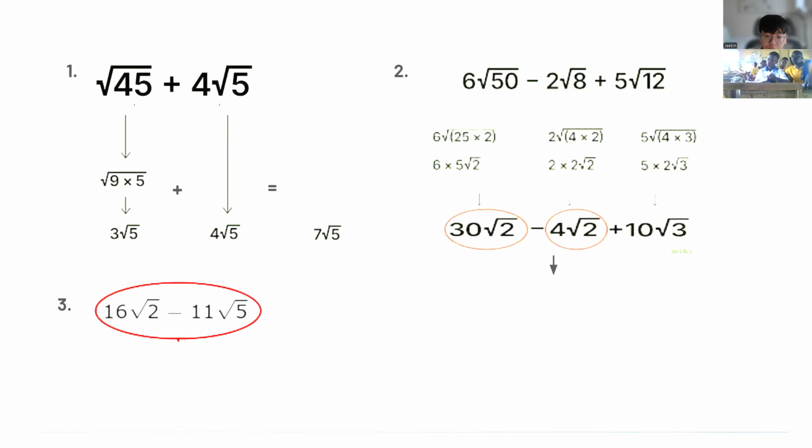If you multiply the constants out, this becomes 30 square root of 2 minus 4 square root of 2 plus 10 square root of 3. We can combine the terms that are within the square root of 2, right? So that becomes 26 square root 2 plus 10 square root of 3. So that is the most simplified form of this equation.